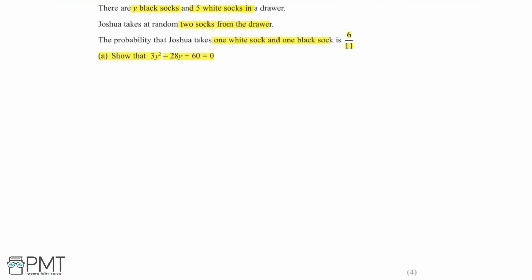We can start by drawing a tree diagram to represent this information. So let's start with the first go. We know that there are y black socks and 5 white socks, and so the total number of socks is 5 plus y. This will be our denominator. If there are y black socks, the probability of taking a black sock on the first go is y over 5 plus y, which we've written on our tree. And then the probability of choosing a white sock would be 5 over 5 plus y, which is written on our tree diagram.